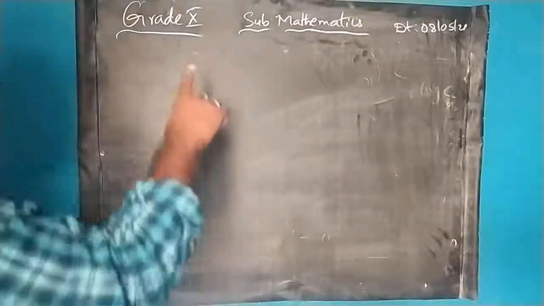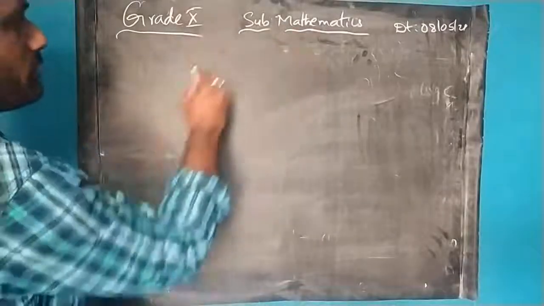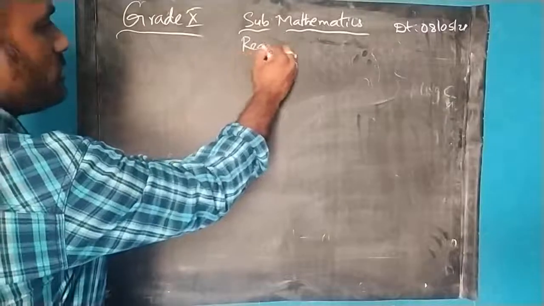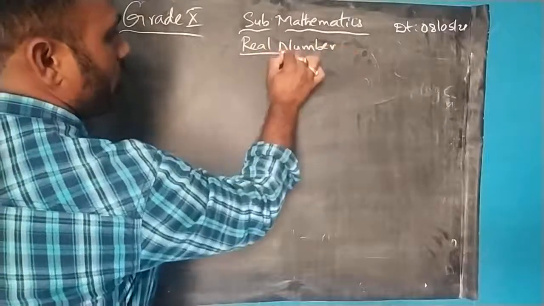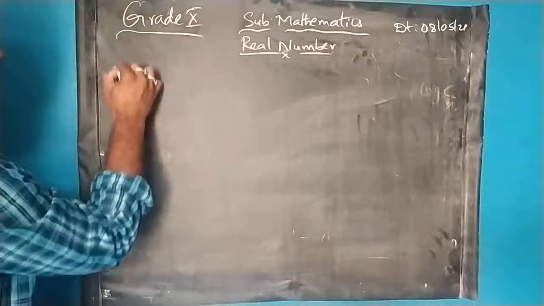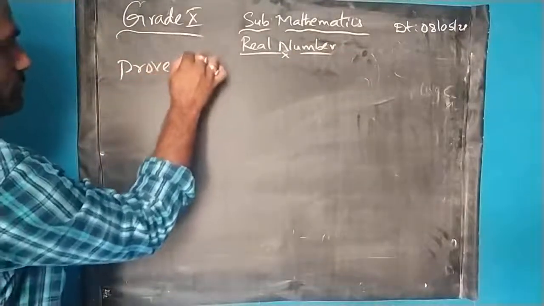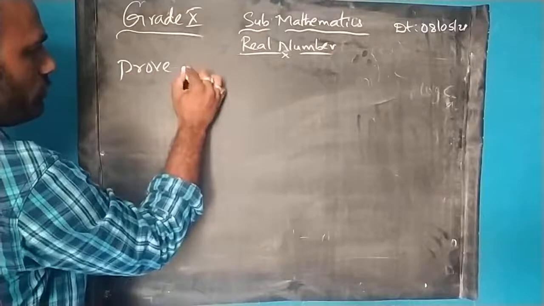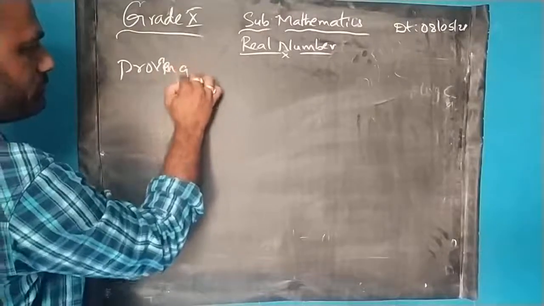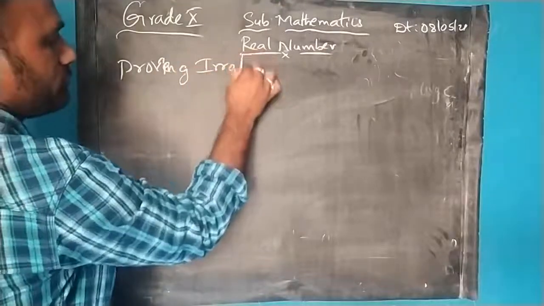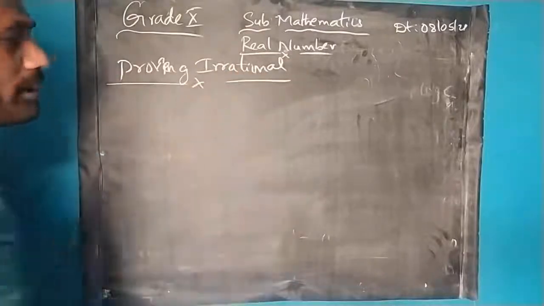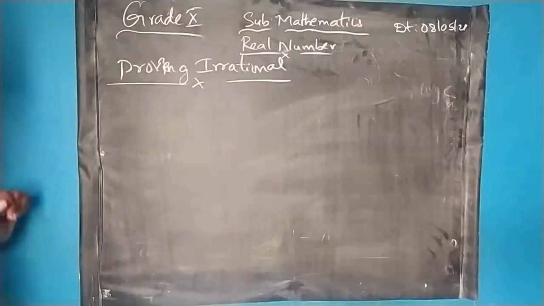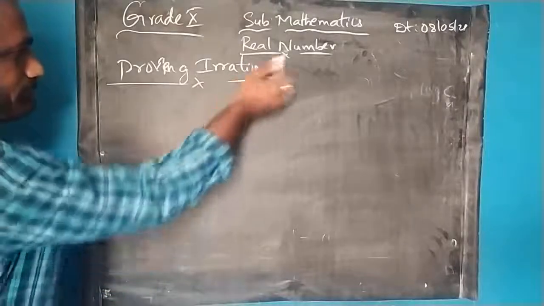Very good morning, children. Today we are going to learn real numbers, continuation topic. That is how to prove a number is irrational. Proving irrational. Okay. Let us see how to prove a number as irrational.